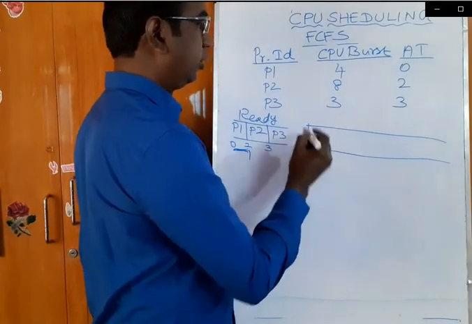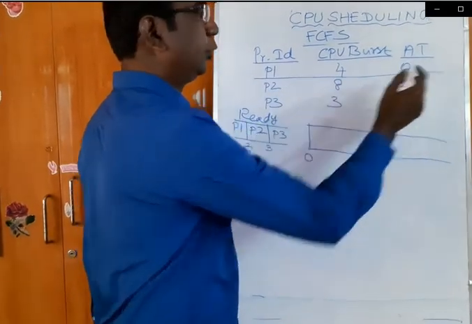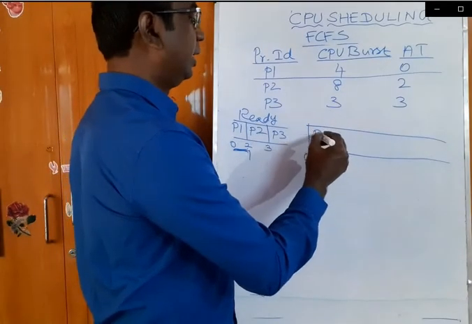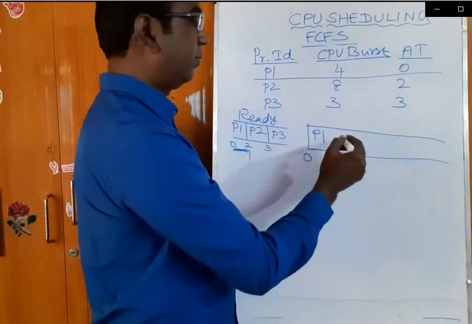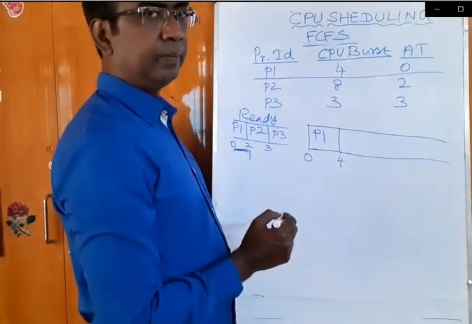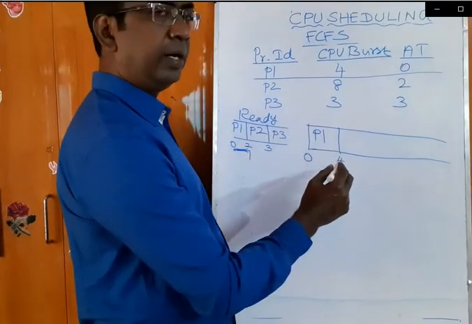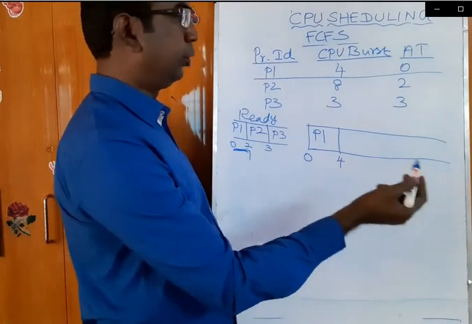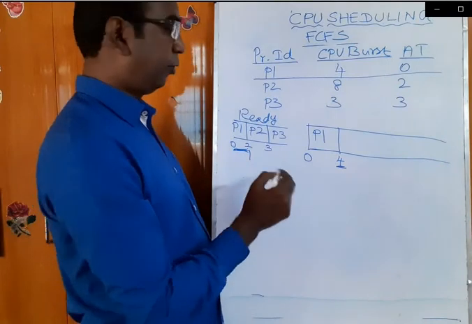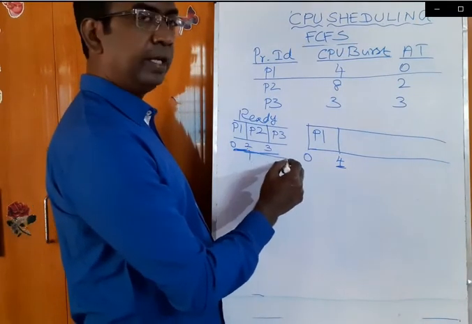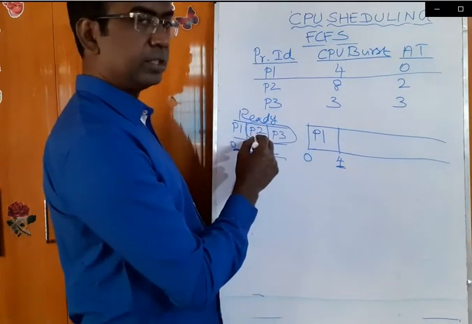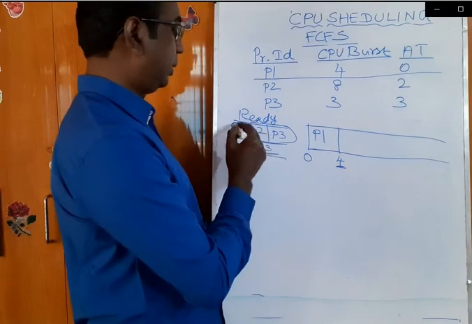At time 0, how many processes are in the ready queue? Only one process is in the ready queue, so that process P1 will enter the CPU. According to first come first serve, P1 will complete its job at 4 seconds. Now the operating system will go and see the ready queue. After the completion of 4 seconds, how many jobs are there in the ready queue? P2 and P3 are in the ready queue. Now it will consider the first job of the ready queue, that is P2.